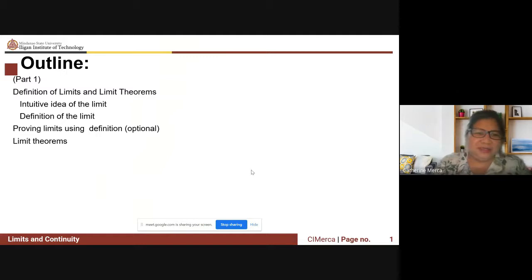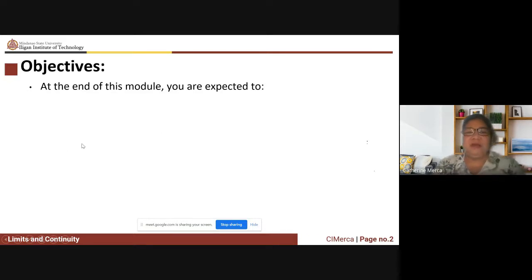So for the outline of the topic, we have here the definition of limits and your limit theorems. You will also discuss the intuitive idea of the limit, the definition of the limit, and then proving limits using your definition. It says here optional, but we'll still discuss this one so that you would have an idea on proving limits using the definition. Then we'll also discuss some limit theorems.